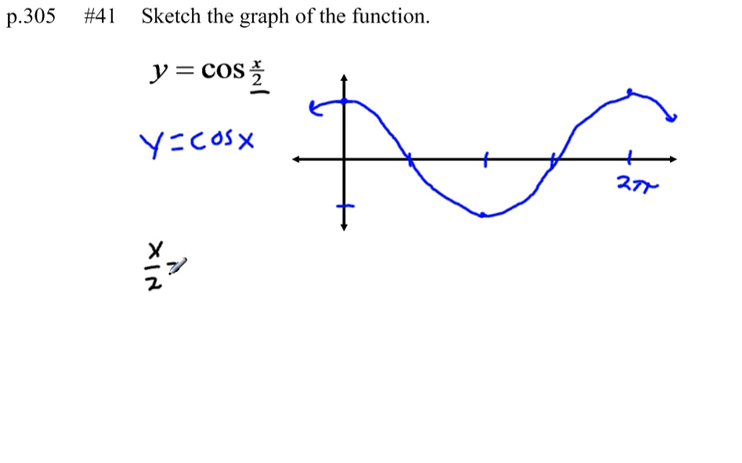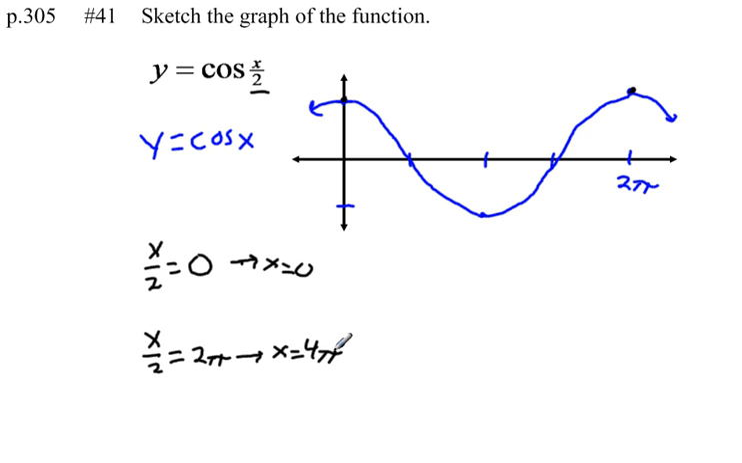and set it equal to my starting point and my ending point of one period of my graph. So I can set that equal to 0, and I can set x over 2 equal to 2 pi. Now, if I solve both of these for x, here if I multiply both sides by 2, I get x equals 0. Here if I multiply both sides by 2, I get x equals 4 pi.